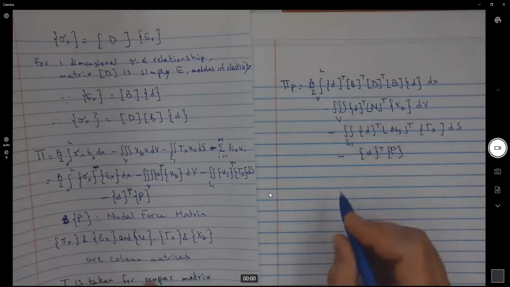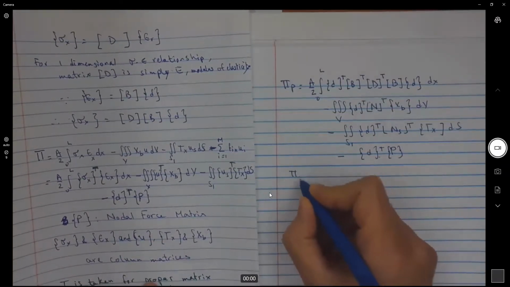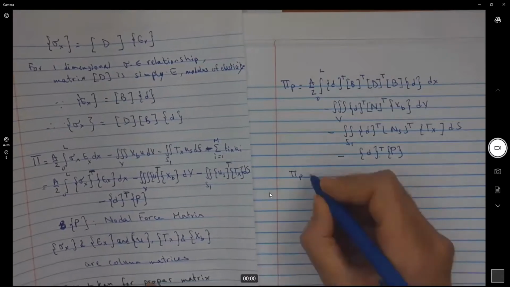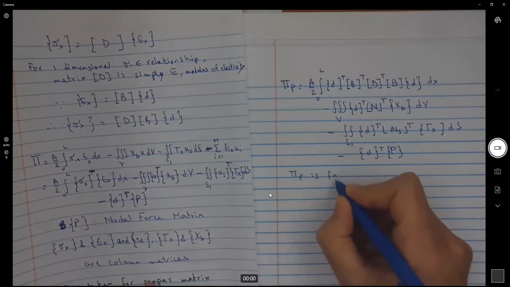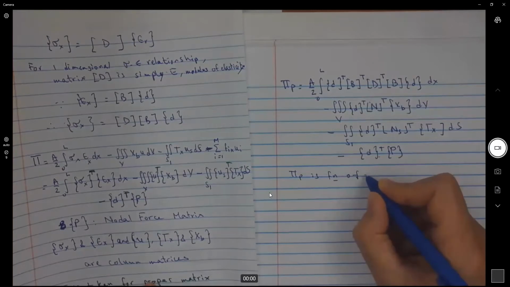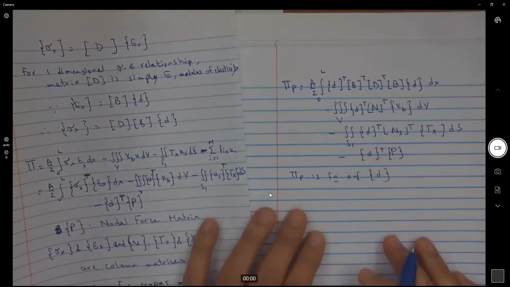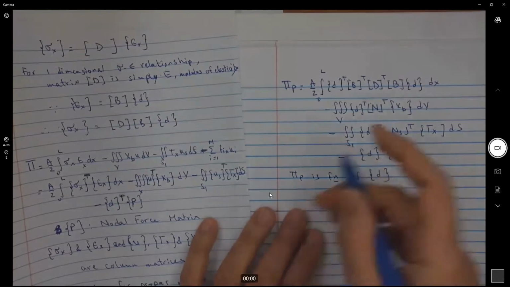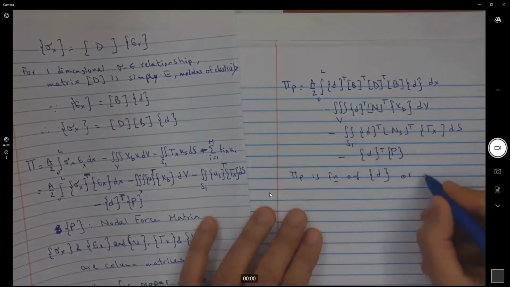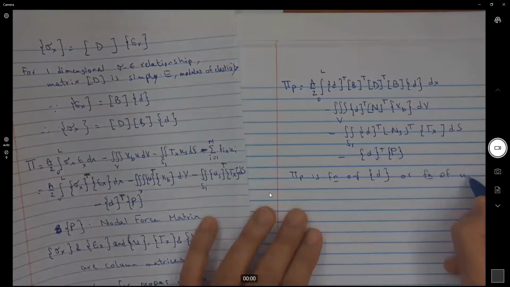So what I have come up to here is I was able to write pi p as a function of the nodal displacements. And this was the goal, because the next step, we're going to take the partial derivative. So of the nodal displacement or function of U1 and U2.